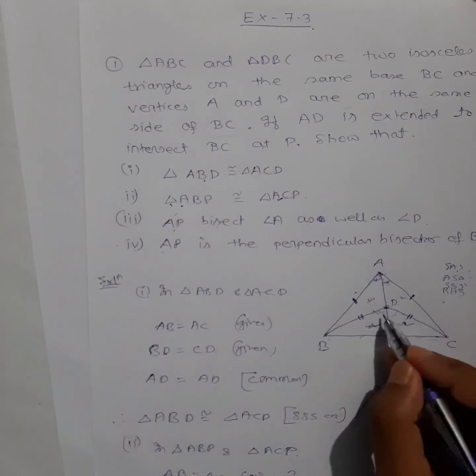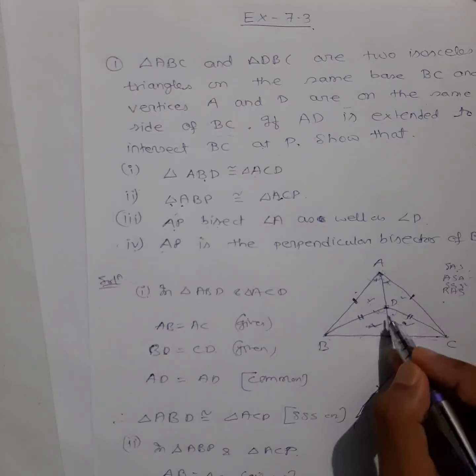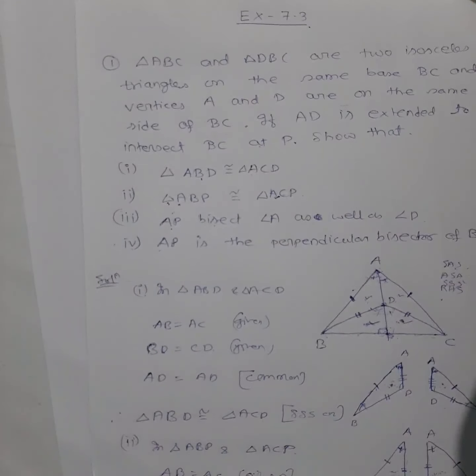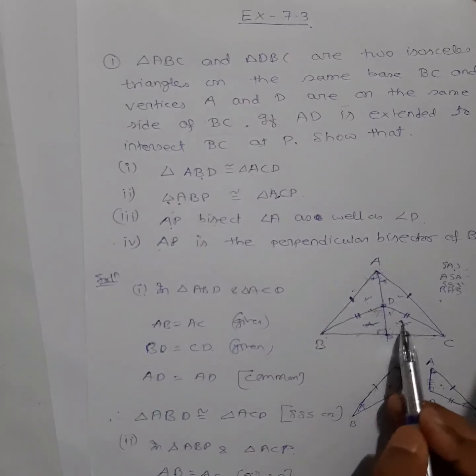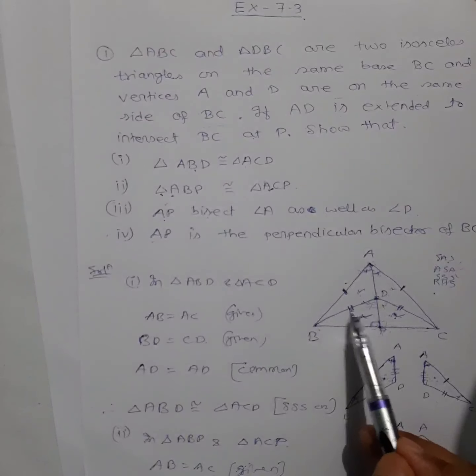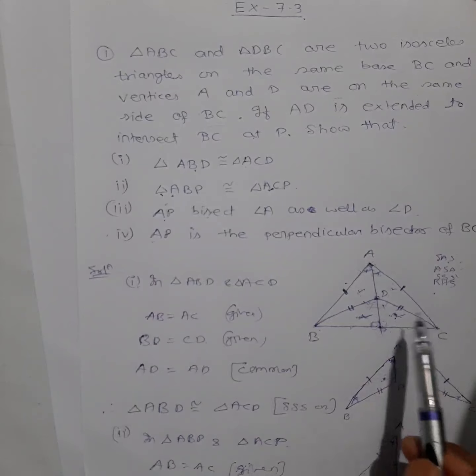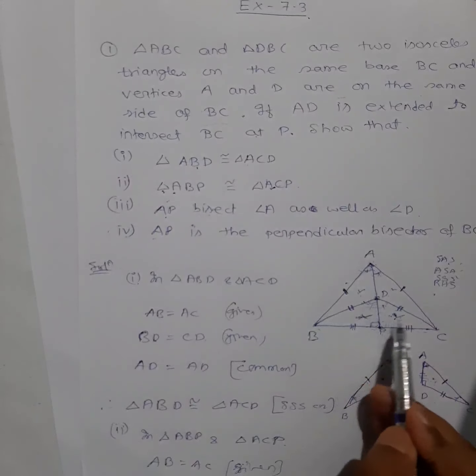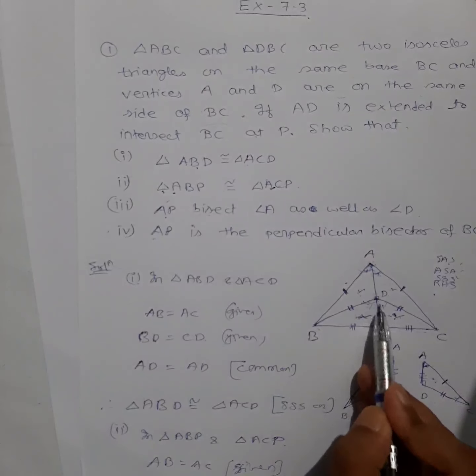Why? Because we have to show that AP bisects angle A. So for that I have to show these two angles equal. For that I will show these two triangles congruent, and it is very simple to show congruent. This and this are equal, this will be equal, common, right? In these two triangles you can see this and this are equal, given, and this is common.